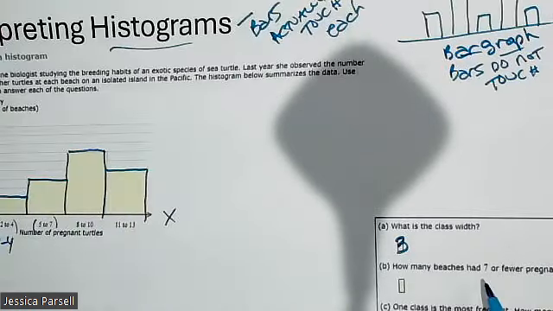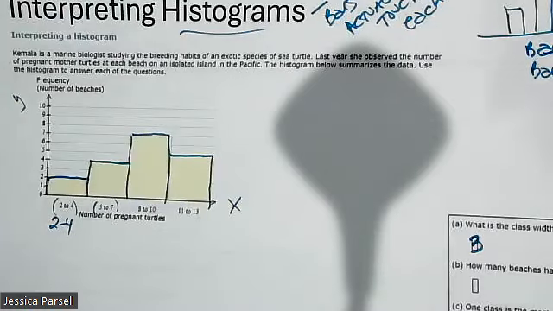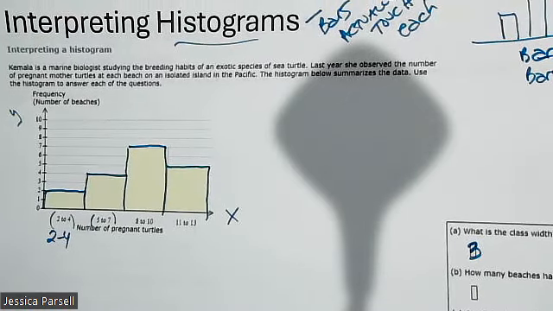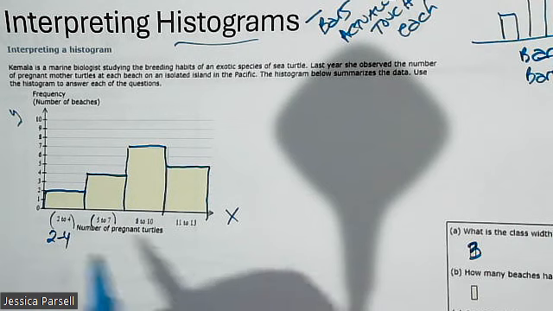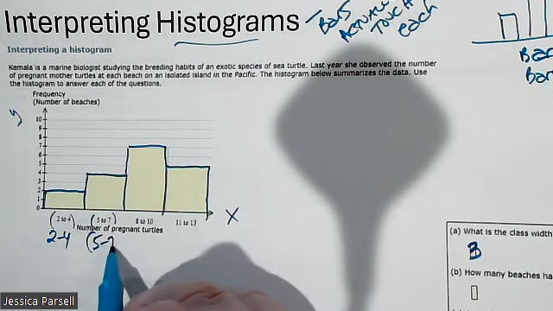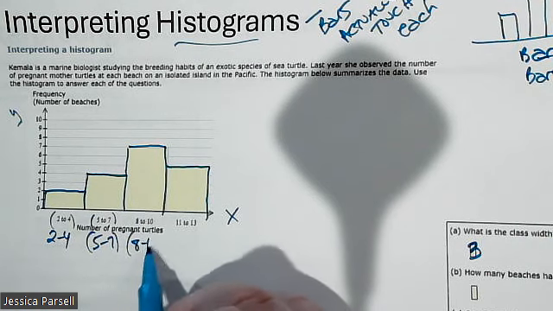Okay, how many beaches had 7 or fewer pregnant turtles? So, 7 or fewer pregnant turtles. Take a look at this. And let me see if I can write these out a little bit better for you.